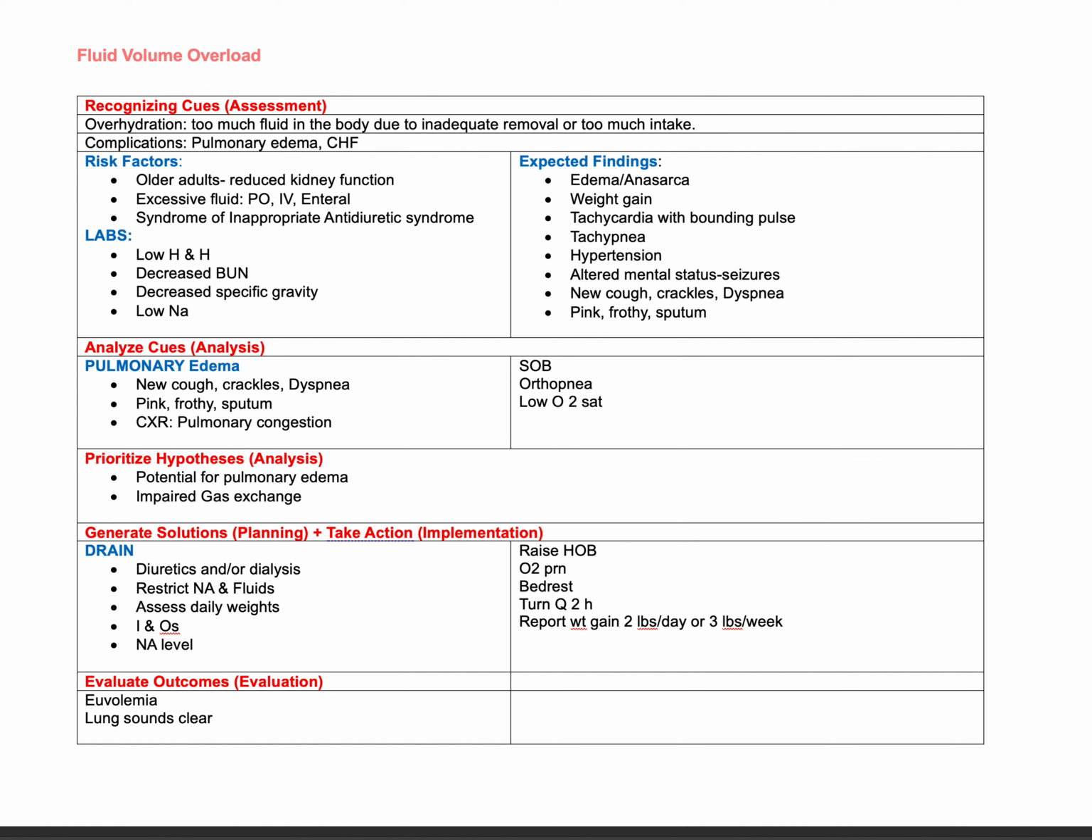Now, to evaluate the outcomes, like, did we take care of this patient? Is their fluid overload better? We want euvolemia. That's one of our goals. And euvolemia means simply the I's and O's are equal. In other words, there's not a fluid volume excess in the body. Lung sounds are clear. O2 sat is great. No more crackles in the lungs. Pink frothy sputum is gone. No longer coughing, right? Can lay flat comfortably. Does not need oxygen anymore. Can ambulate. All those things tell us that our patient is getting better.